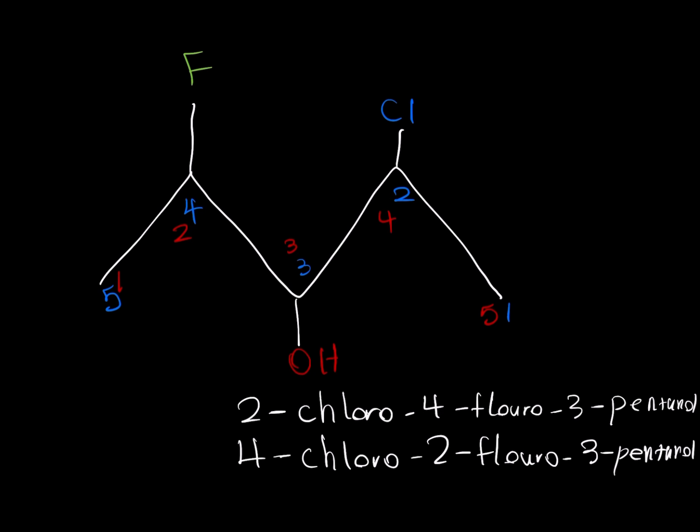The one on top is in increasing number order. The one on the bottom is decreasing number order. If possible, and if it's not going to mess up our alphabetical order, we always want to go with the one that is increasing number order. So 2-chloro, 4-fluoro, 3-pentanol would be the best answer here.